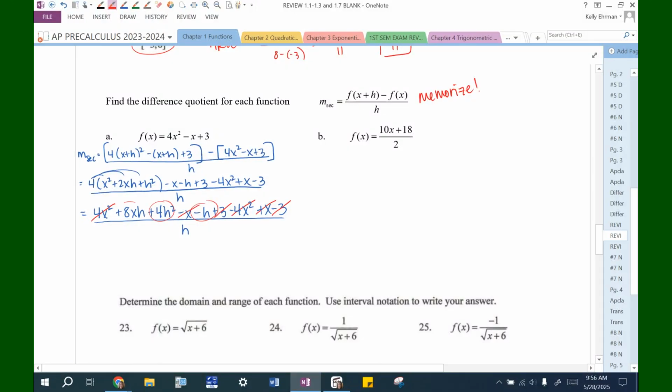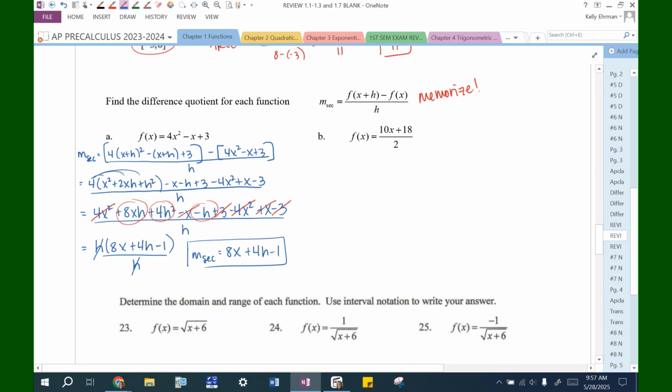Sometimes I circle what I have left so I don't lose track of it. You don't have to show me the factoring out step, but what you're doing is saying I can factor an h out of the remaining terms. And then this h is allowed to cancel with this one. So the secant slope can be found by calculating 8x plus 4h minus 1.